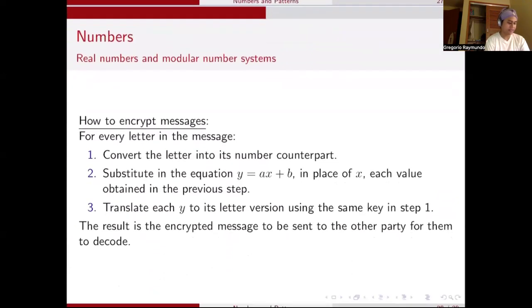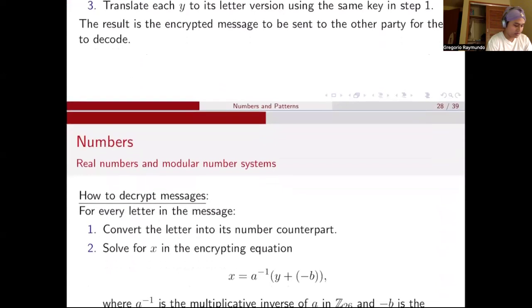Okay, how to encrypt messages. Step 1, convert the letter into its number counterpart. Step 2, substitute in the equation y equal to ax plus b in place of x each value obtained in the previous step. Step 3, translate each y to its letter version using the same key as in step 1. The result is an encrypted message to be sent to the other party for them to decode.